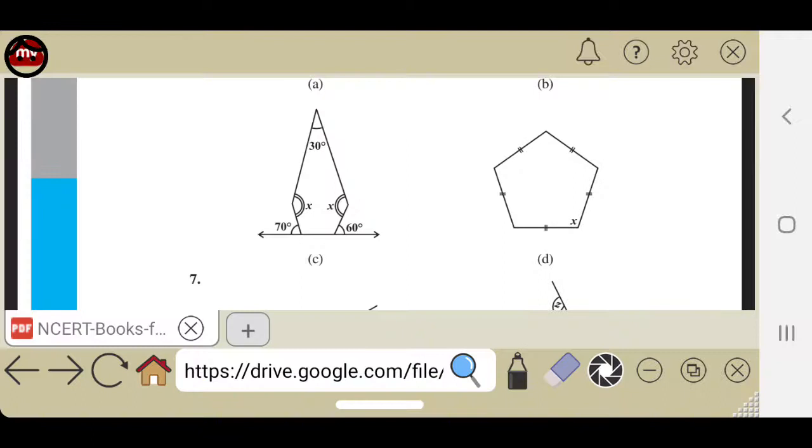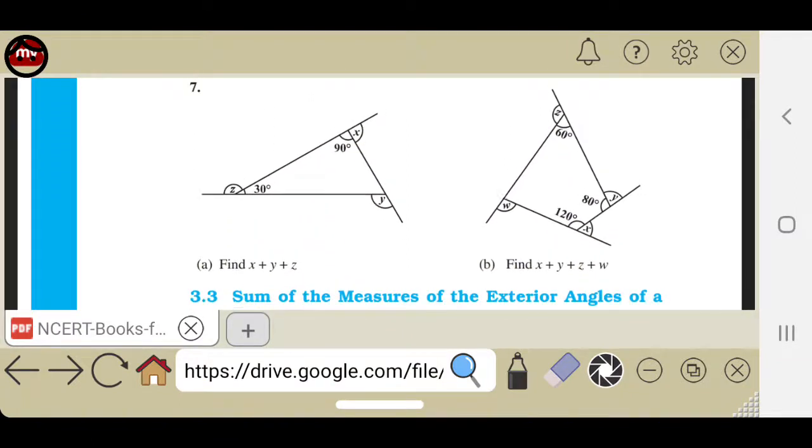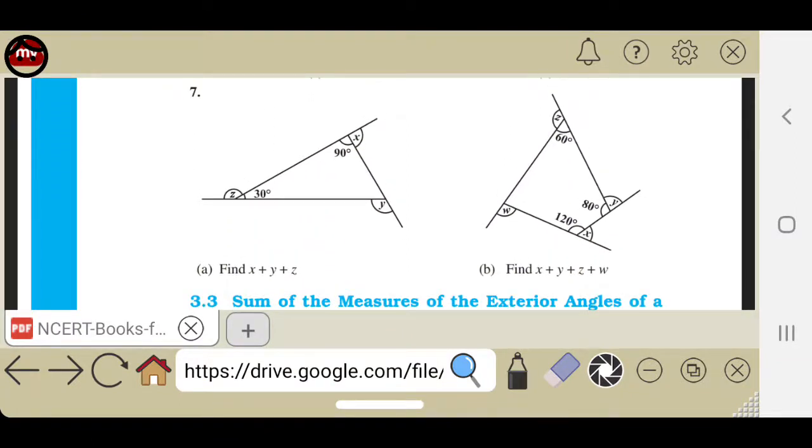Then, the next question. Here also, yes, two figures are given. You have to find out x plus y plus z in the first figure. x plus y plus z.